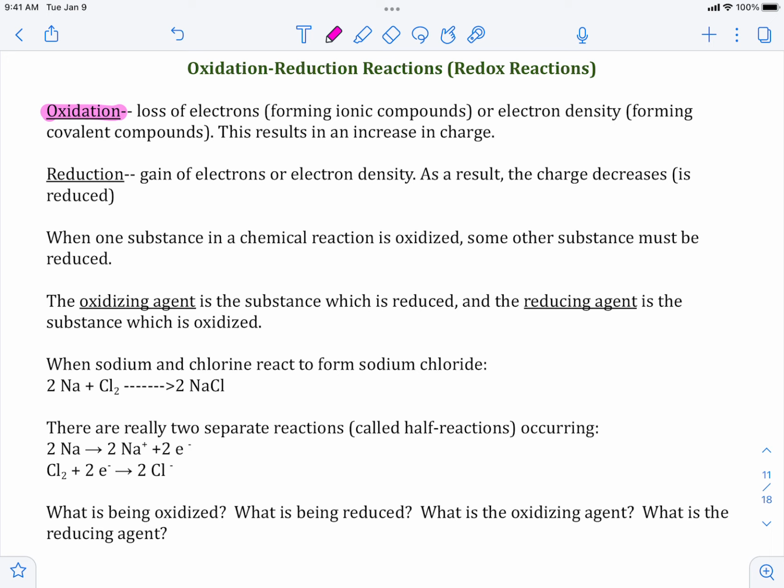Or electron density. But for now, we're not going to talk so much about covalent compounds. Mainly we're focused on ionic compounds. So the loss of electrons. The result of losing electrons is that you see an increase in charge. Okay, so because electrons are negatively charged, if you lose your negatively charged electrons, you become a positive ion, right? When that happens, that is an example of oxidation.